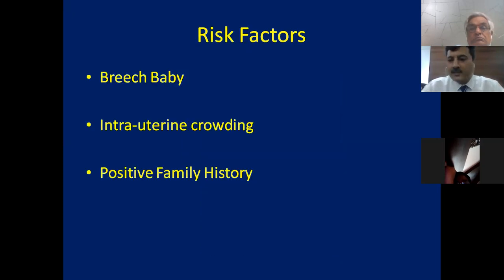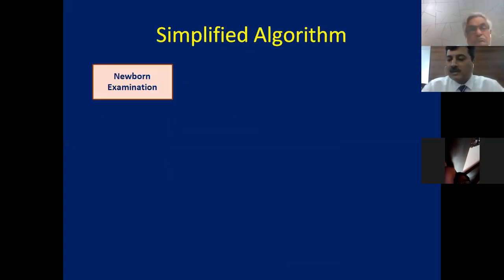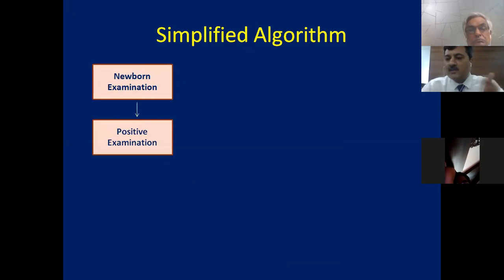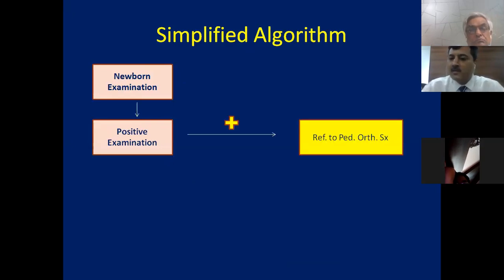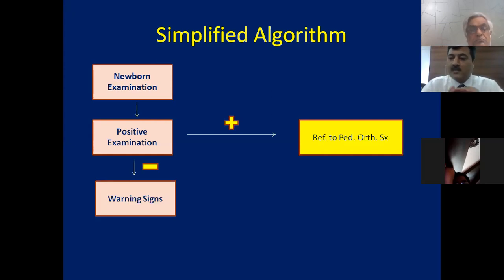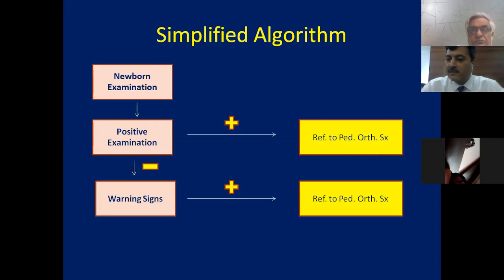And finally, risk factors: a breech baby, a baby with intrauterine crowding, twin babies or triplets, or a positive family history. These are risk factors. Now, what guidelines or algorithm have they developed? Whenever a pediatrician examines a newborn and there is a positive examination, a positive click of entry or exit, the patient should be referred to a pediatric orthopedic surgeon right away. If there is no positive examination, but there are positive warning signs, meaning the abductor spread is limited on one side, there is unequal thigh fold, or the thigh segment is shorter, then again it warrants an urgent referral because there is a high likelihood of DDH.